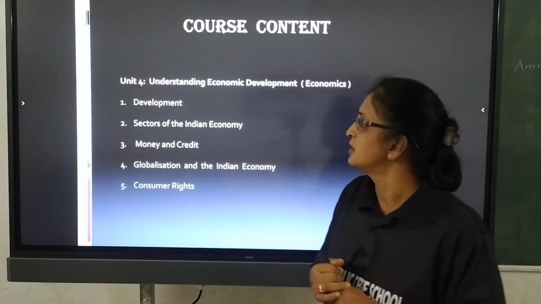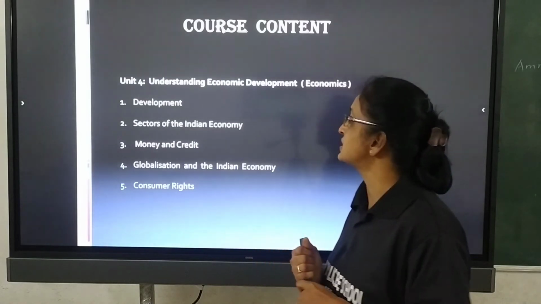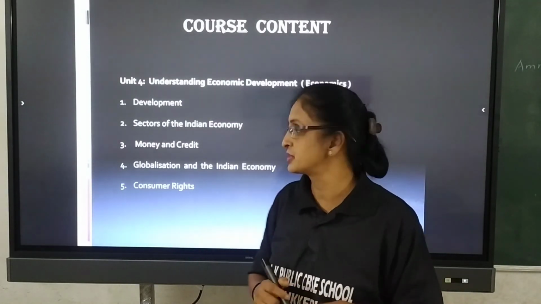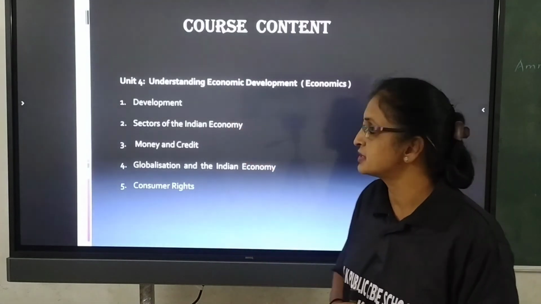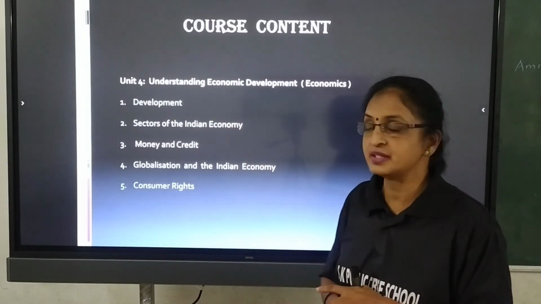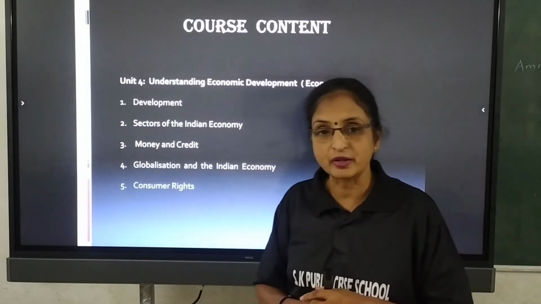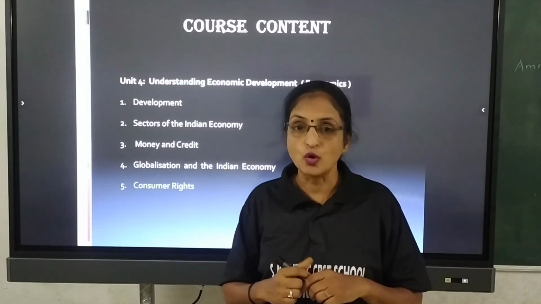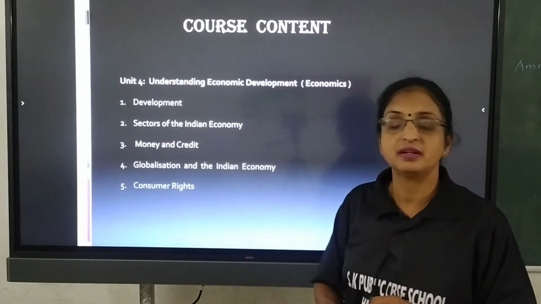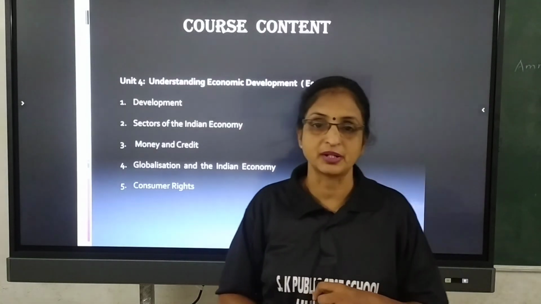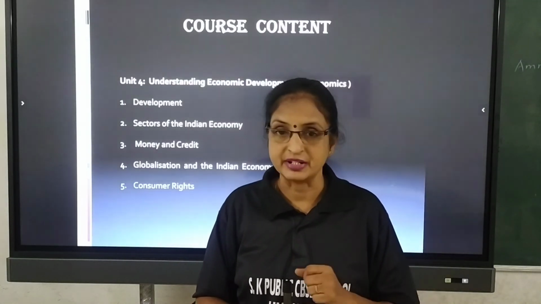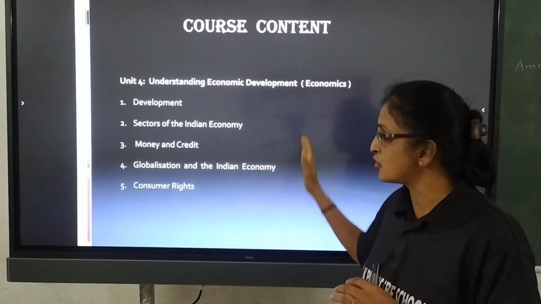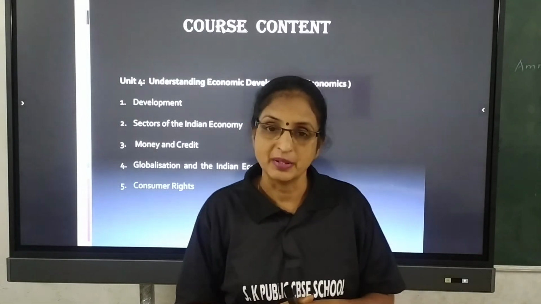The last unit is Understanding Economic Development, that is Economics. The first chapter is Development, second is Sectors of the Indian Economy, third Money and Credit, fourth Globalization and the Indian Economy, and the fifth chapter is Consumer Rights. In Economics, all these 5 chapters are compulsory.